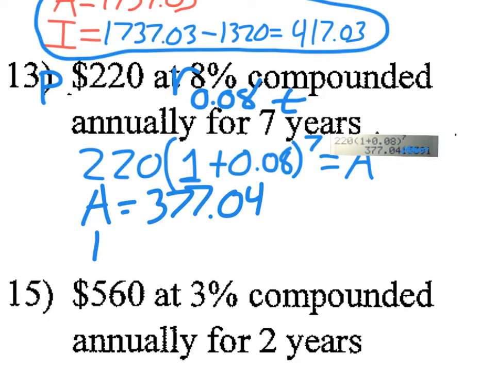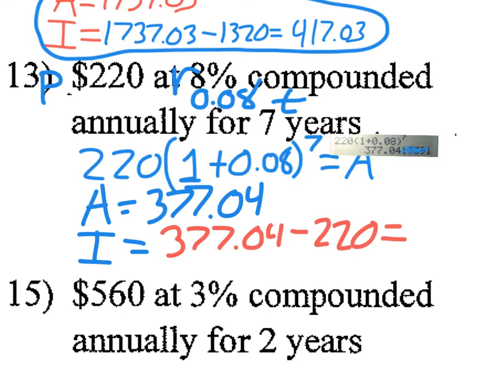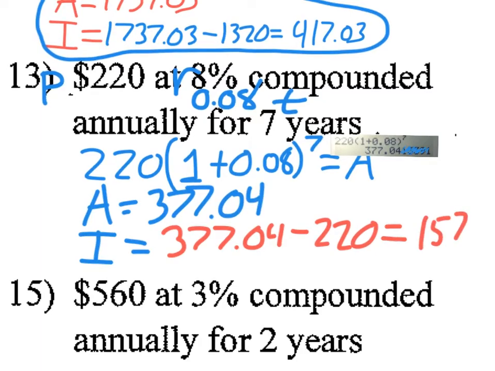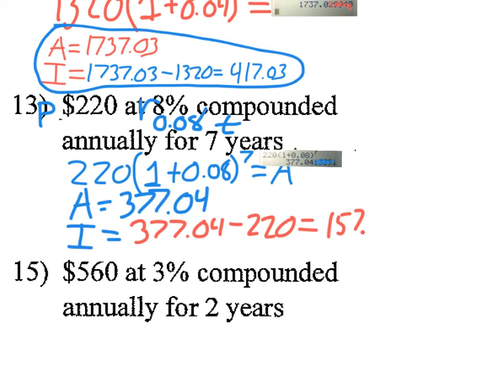So A equals $2,377.04. And our interest is, like I said, we got to take away the principal from that total amount. So $2,377.04, and now I'm taking away the principal. And our interest is going to be that $1,157.04, and I got to scooch over a little bit. And that turned out way bigger than the rest of the font. Oh well.